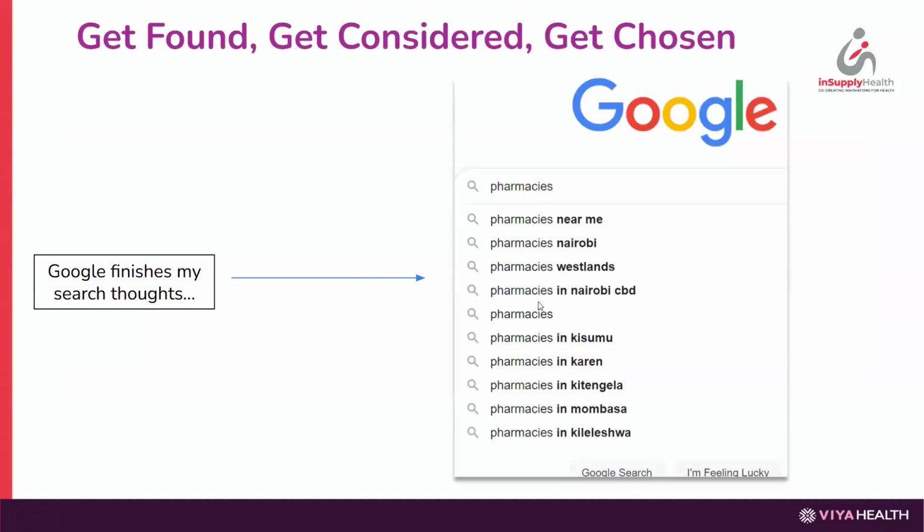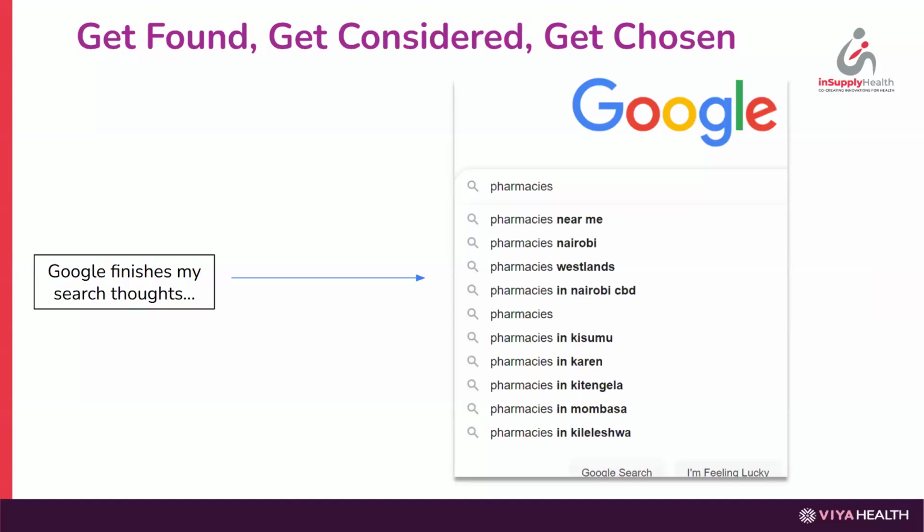So how does it work, and how are you going to be found? Most people will search the word pharmacy, and Google will try to finish what you are trying to search. I'm sure this is something that you have tried to do. The moment you type the first word that you want to focus on, it gives you finishing wording from the search results. And this is how it looks.